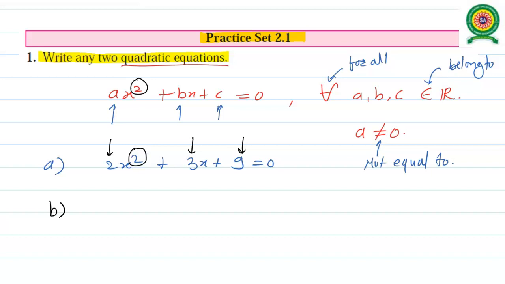Now be focused on the other example. Suppose I would like to have x² − 5x + 15 = 0. Here the coefficient of x² is not given, meaning a is 1. So a is 1, b is minus 5 and c is 15. So 1, minus 5 and 15 are real numbers, so it is a quadratic equation. You may have different examples over here.